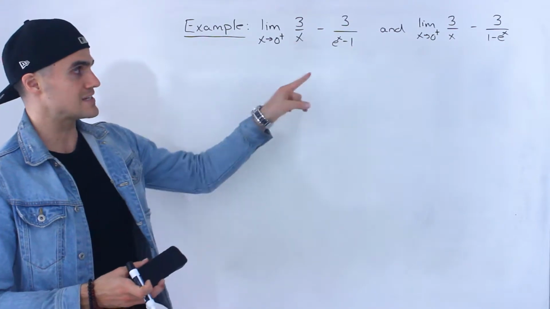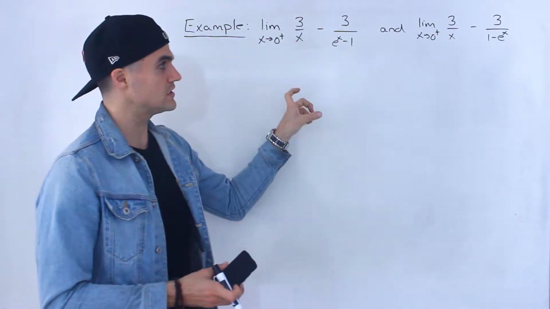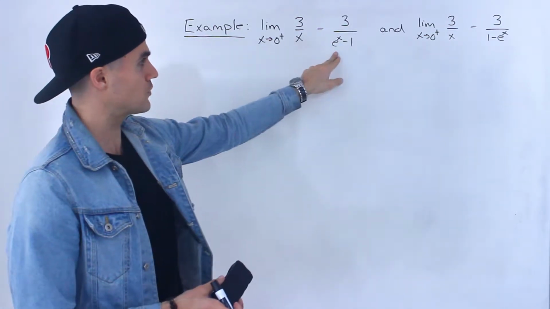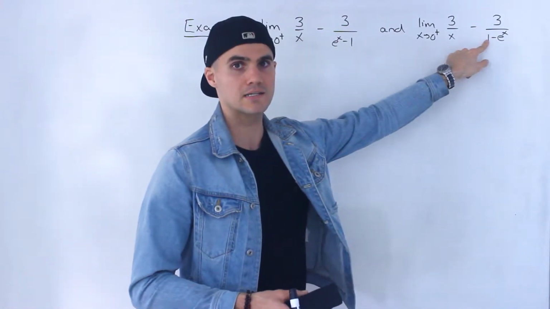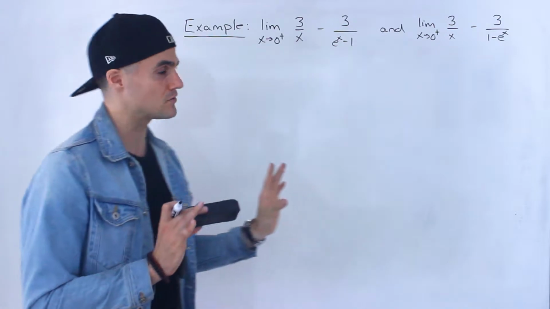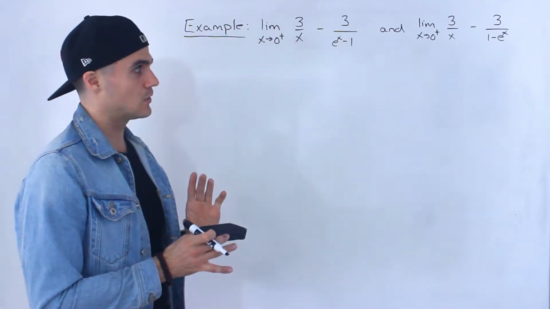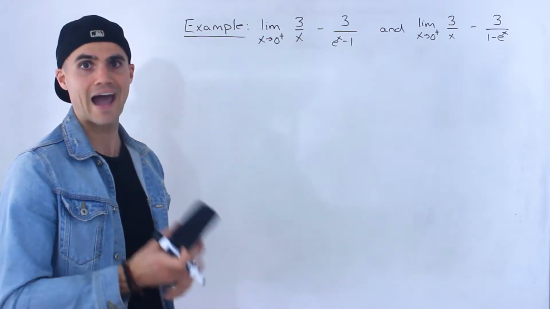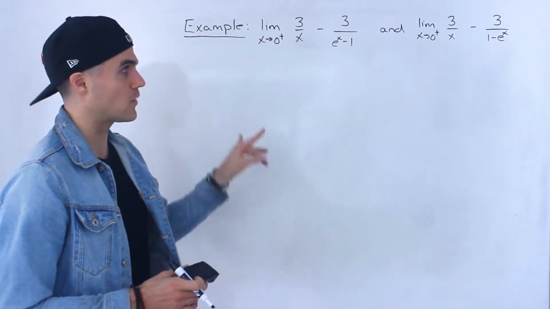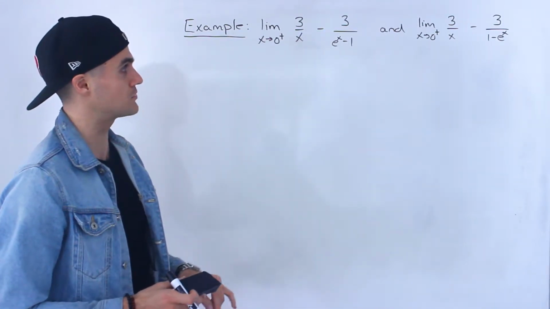So notice that they're very similar functions. The only difference between them is that over here we have e to the x minus 1, and over here we have 1 minus e to the x. And even though it's a subtle, small difference, it's actually going to be a very big difference in what the solution is and how we go about the limits. That's why I wanted to include both of these examples.